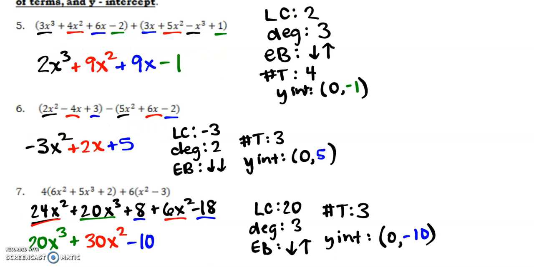All right, so I went through and I distributed. Well, for the first one, there was nothing to distribute. I just combined like terms. My y-intercept is 0, negative 1, because that's the constant value that's on the end. If I were to plug in 0, all of these terms would go to 0. For this one, I had to distribute in that negative to each one of these terms. So I had 2 minus 5 was negative 3, negative 4 minus 6.